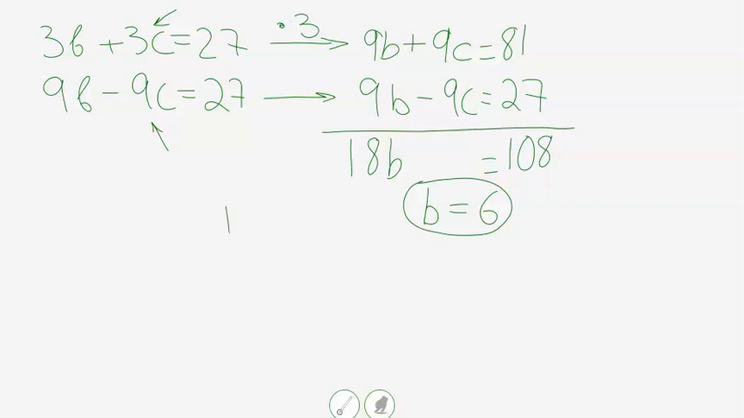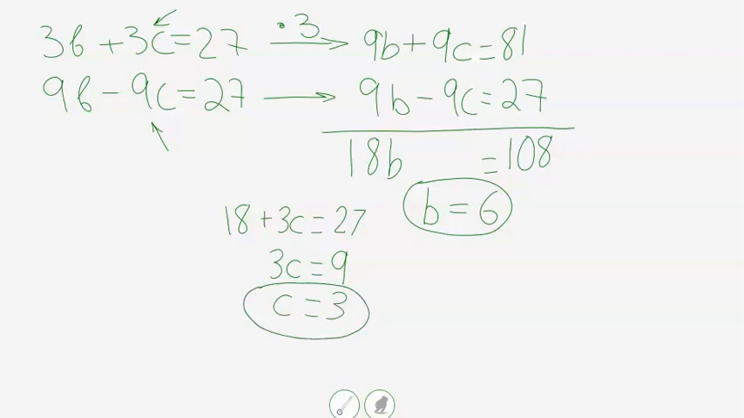So the top one would be 6 times 3 is 18, plus 3c, we don't know c yet, is equal to 27. And we can subtract 18 from both sides to get 3 times c equals 9, or c equals 3. So the rate of the current is 3 miles an hour. Okay, great. So we have now answered this question.